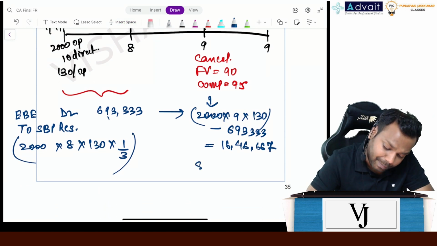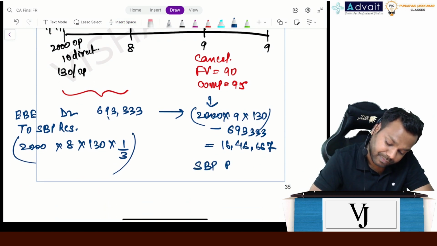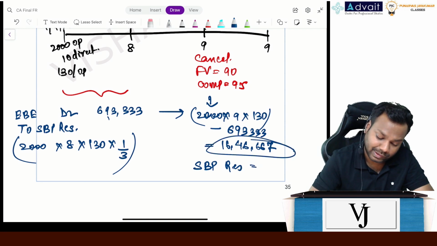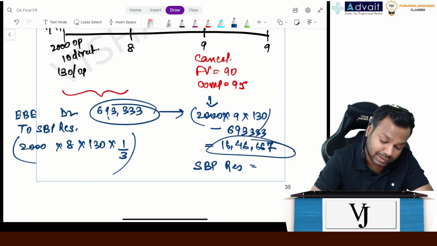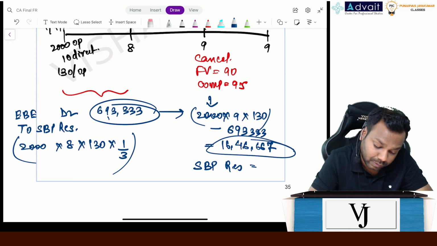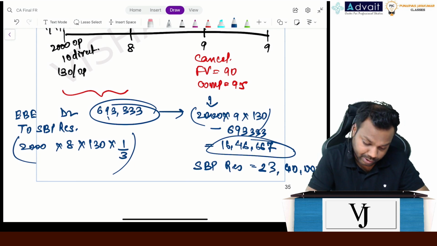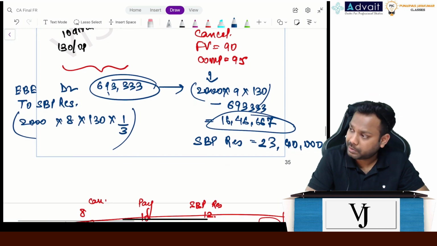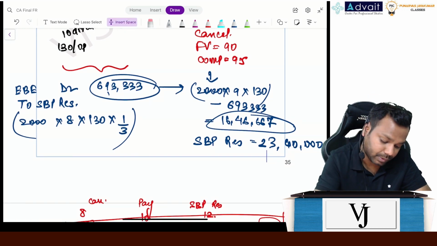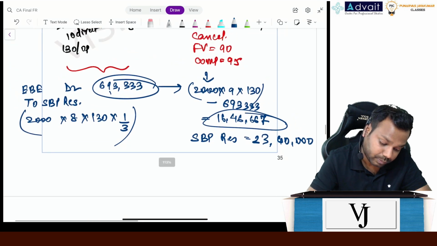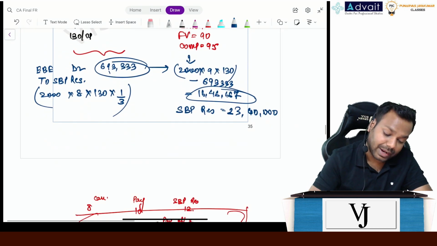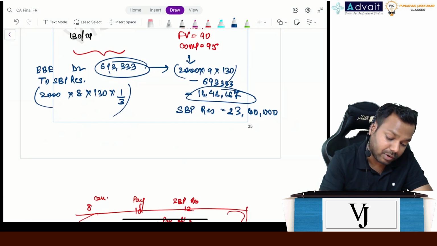So tell me what is the balance in SBP reserve now? 1,646,667 plus 693,333 is 23,40,000. Please check if the amount is correct or not. Is the amount correct? Okay. Now you have cancelled the contract. Now tell me what is the amount of compensation that you will pay.